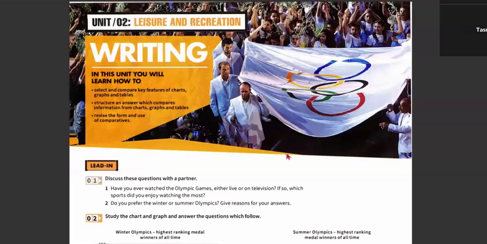So the writing part here, what we will see in this unit is that we will select and compare key features of charts, graphs, and tables. In the previous unit, we first saw the key features of different types of graphs and diagrams and charts, and then we learned how to put them into sentences, how we can describe those. Then we learned more adjectives, verbs, and adverbs that should be used when we are describing the diagram, right? And then at the end, we used all of the things that we learned from the lesson and we put it into an answer, right?